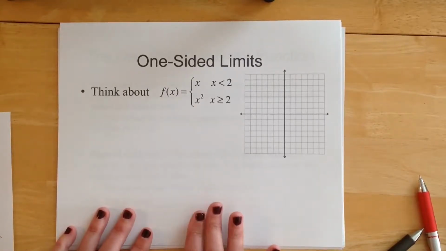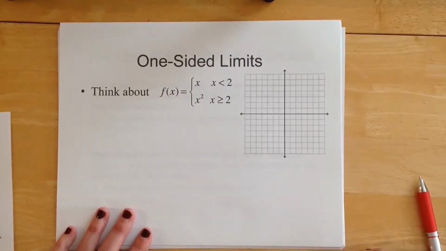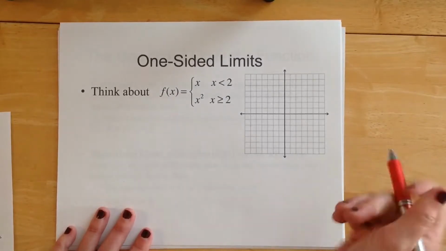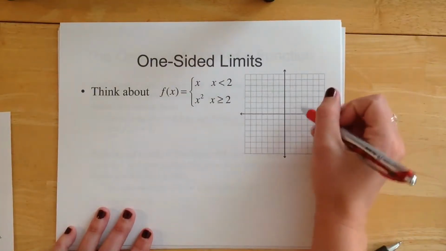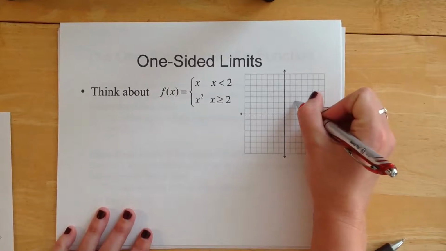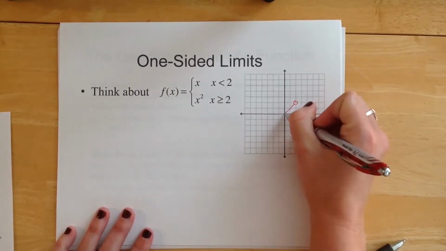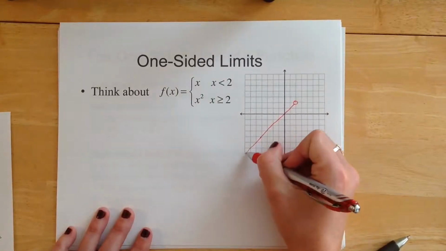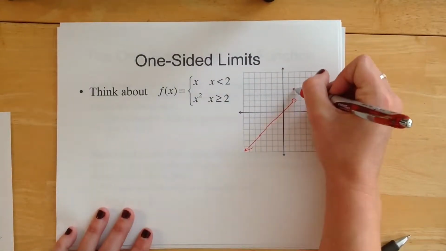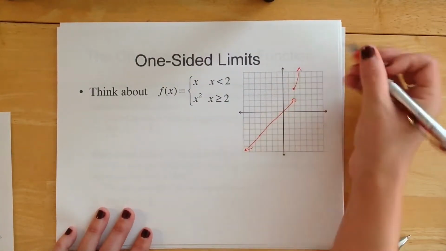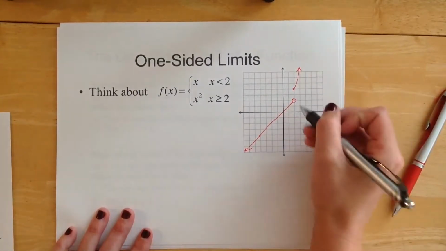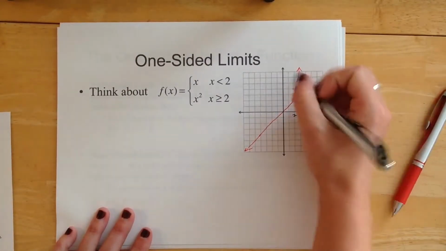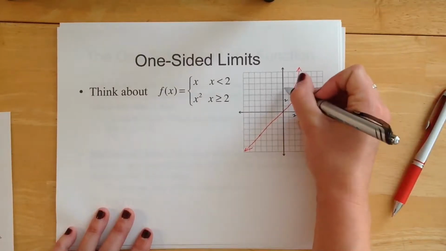Okay, so this is the same piecewise function that we looked at before, and the limit didn't exist. So I'm going to sketch that graph again. And in the last video I explained how to graph that, so if you need to go back, go ahead and do that.